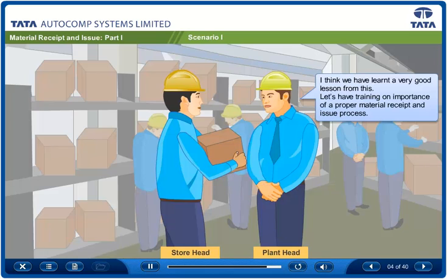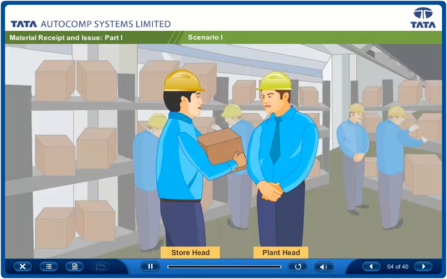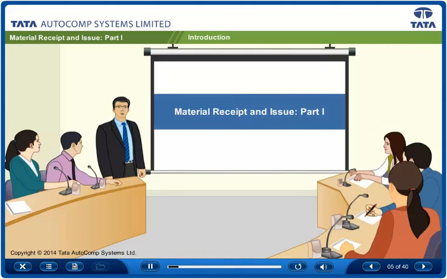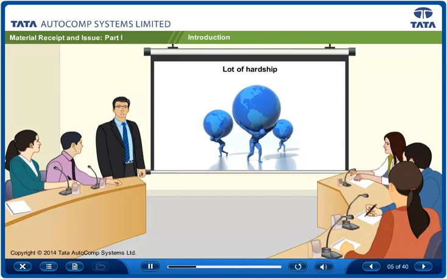Let's have training on the importance of a proper material receipt and issue process. Let's start with the material receipt and issue. Part 1. As you all saw, we had to go through a lot of hardship looking for the required item even though we knew that it was there. This happened simply because the material was not received, stored and issued properly.